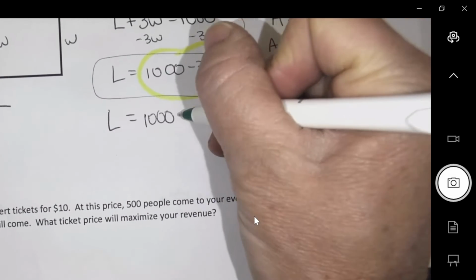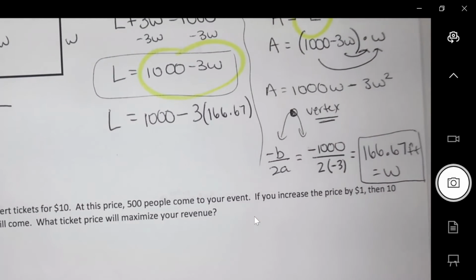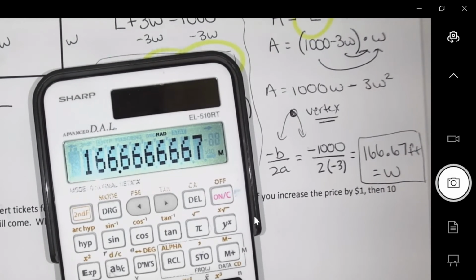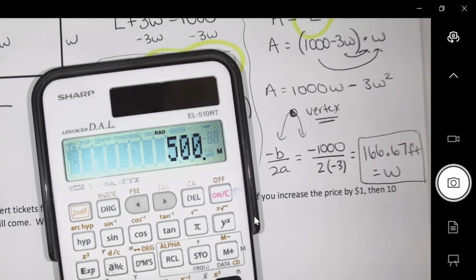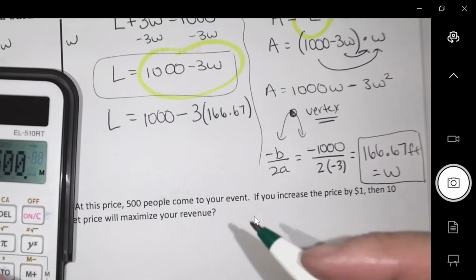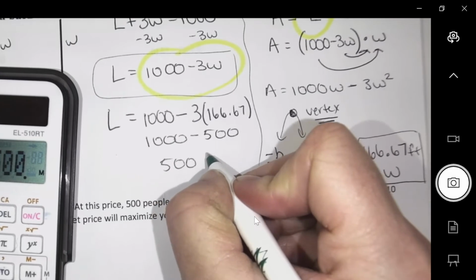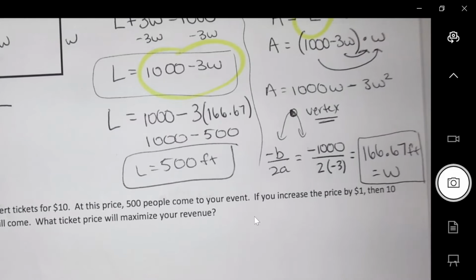So 1,000 subtract 3 W's. Okay, and I'm not going to round because I have this on my calculator. I'm going to do this on my calculator, times it by 3. So 3 of those is 500. Okay, and some of you, if you had done a rounding thing, it would have thrown your answer off a little bit.